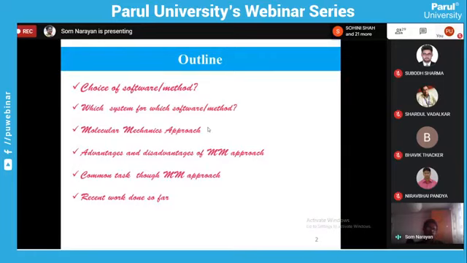The outline of the presentation is the choice of software and methods, and which software we should opt for which system. There are basically 2 kinds of simulation methods. One is called the molecular mechanical approach and the other is the quantum mechanical approach. I will bifurcate what the molecular mechanical approach and the quantum mechanical approach are, what their advantages and disadvantages are, and the common tasks we can do from the molecular mechanical approach. And recent works with density functional theory, which is a part of my PhD work also. So I will be doing these things.